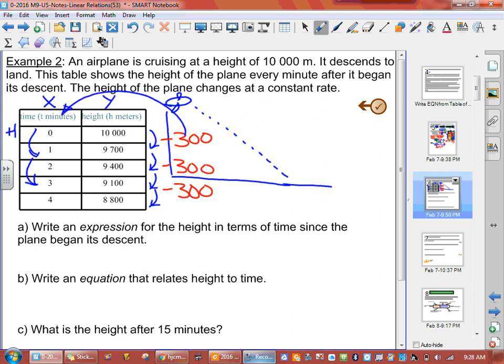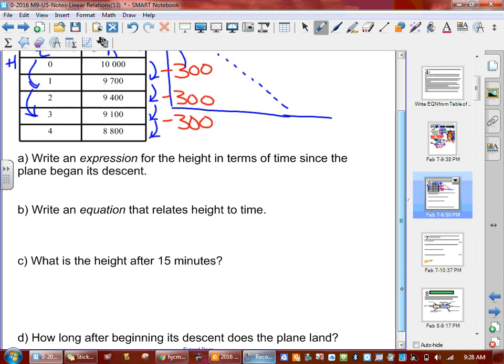So we are going to start our equation. So we're saying negative 300t. Now we say plus or subtract something equals h for height, the y number. So we've started our equation. Now we need to check our test points.